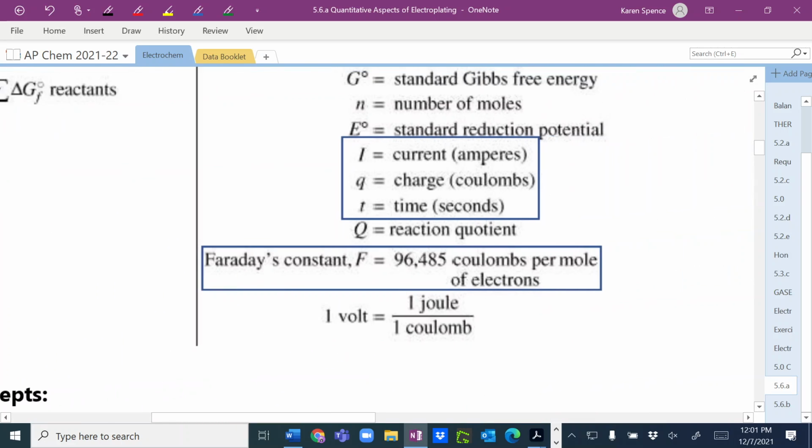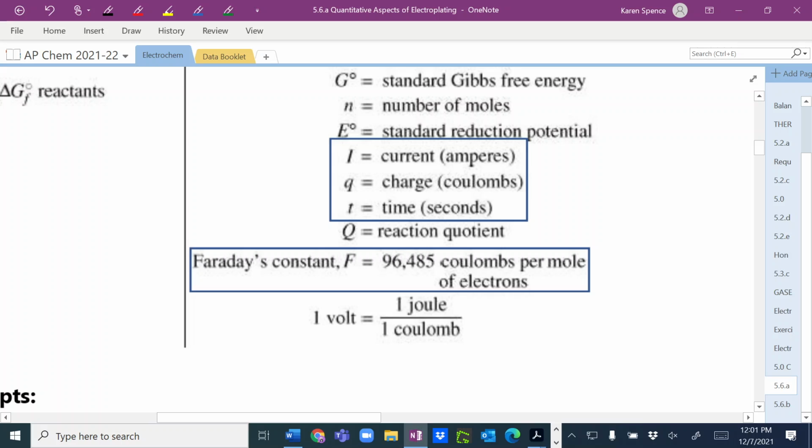And if you forget, guess what? Over on the right-hand side, they are defined for you. I is current, Q is charge, and T is time. It gives you the units, amperes, coulombs, and seconds. It does not give you their abbreviations. What is the abbreviation for ampere? A, coulomb, capital C, and obviously seconds is lowercase s.